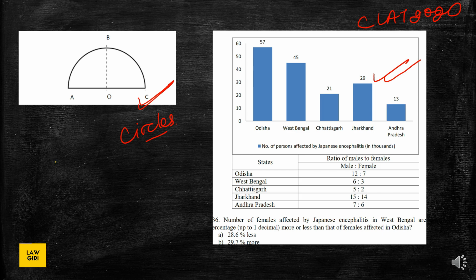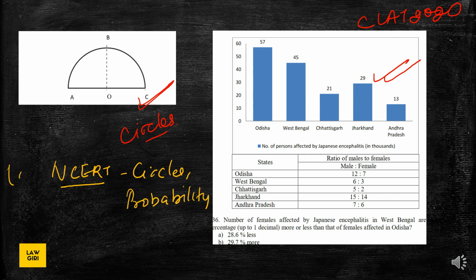So yeah, I forgot to tell you, from NCERT you have to solve topics like that of circles, you have to solve probability, you have to solve these topics from the 10th NCERT book. You don't need to buy this book, you'll find the link in the description box below. That is what you have to do for maths. Please don't solve quantitative aptitude, you don't need to solve that book.